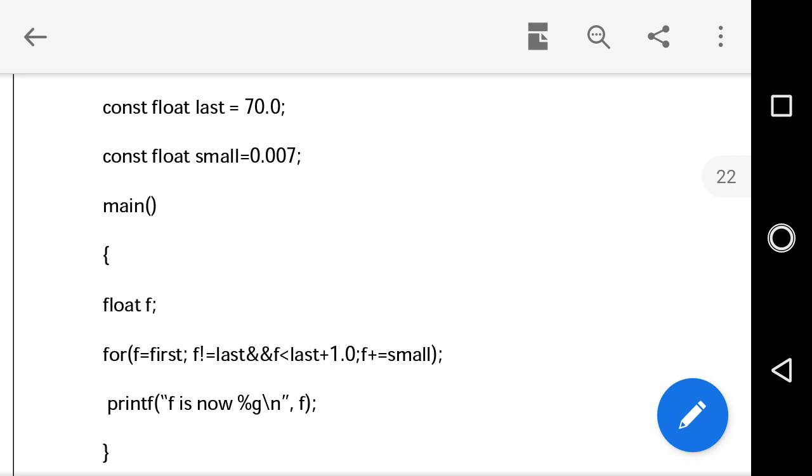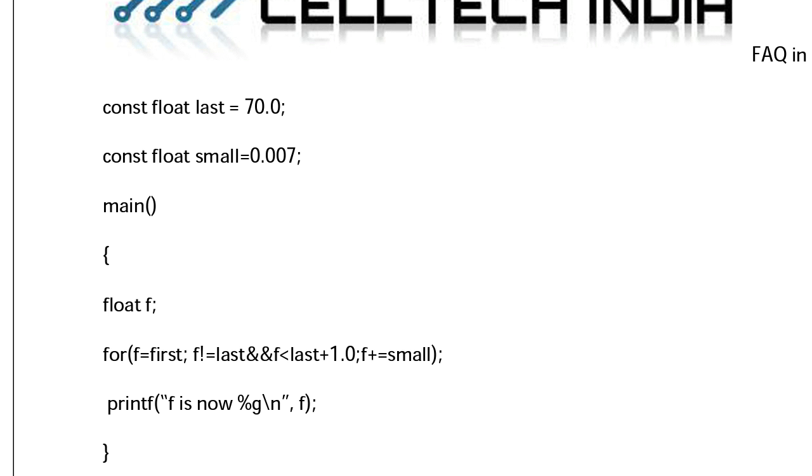const float first = 0.0, const float last = 7.0, const float small = 0.0. So float f; the crucial part here is for f equals first, f not equal to last, and f less than last plus 1.0, f plus equals small, printf f. However, rounding errors and small differences in the representation of the variable small might cause f to never be equal to last, isn't it?